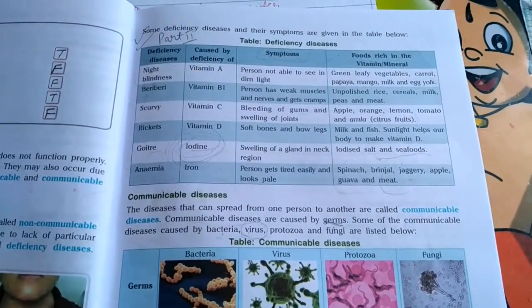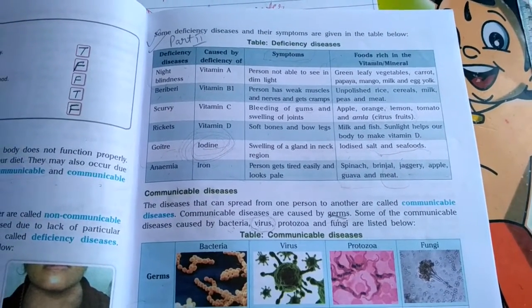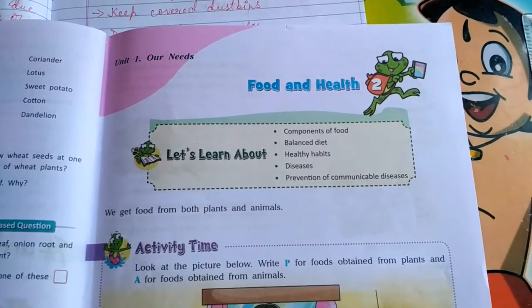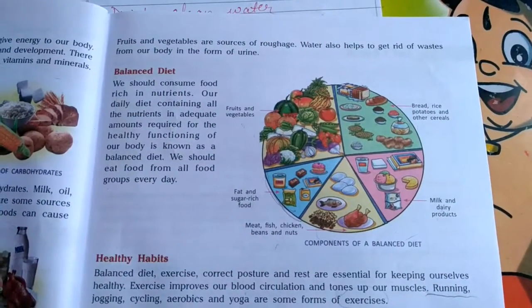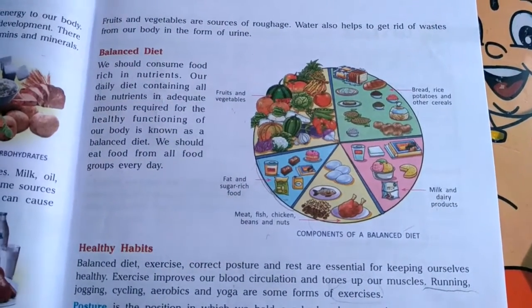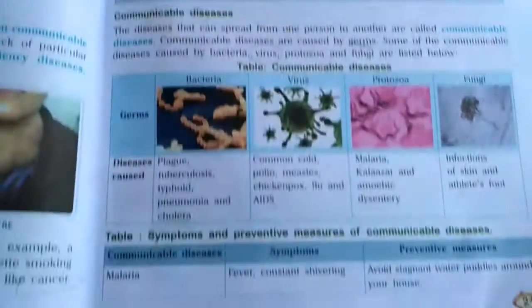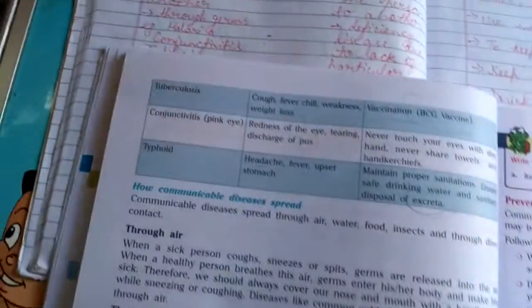Your task is to draw all these 3 tables properly, neatly and cleanly in your notebook, whatever notebook you are maintaining for science, along with the chapter number and name, that is chapter number 2, Food and Health, in which you have to draw the balanced diet chart and also the components of a balanced diet. In the previous video I have told you. And now this table of deficiency diseases, communicable diseases, symptoms and preventive measures of communicable diseases.